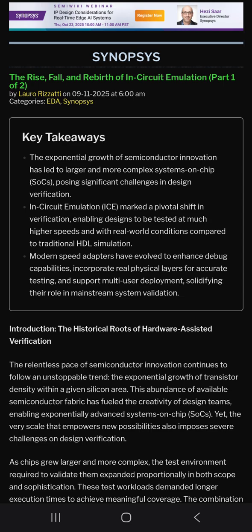Key takeaways. The exponential growth of semiconductor innovation has led to larger and more complex system-on-chip SoCs, posing significant challenges in design verification. In-circuit emulation marked a pivotal shift in verification, enabling designs to be tested at much higher speeds and with real-world conditions compared to traditional HDL simulation. Modern speed adapters have evolved to enhance debug capability, incorporate real physical layers for accuracy testing, and support multi-user deployment, solidifying their role in mainstream system validation.